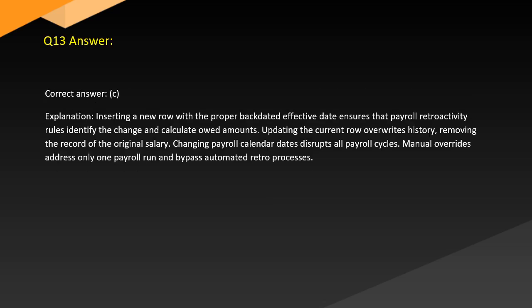Answer. Correct answer. C. Explanation. Inserting a new row with the proper backdated effective date ensures that payroll retroactivity rules identify the change and calculate owed amounts. Updating the current row overwrites history, removing the record of the original salary. Changing payroll calendar dates disrupts all payroll cycles. Manual overrides address only one payroll run and bypass automated retro processes.